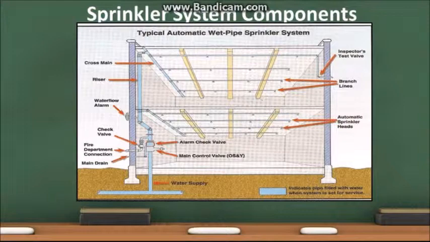The inspector's test valve is located at the most remote portion of the sprinkler system and allows a qualified inspector to conduct tests to ensure the water flow alarm activates within 45 to 90 seconds. On the inlet side, the fire department connection allows fire department to pump additional water into the sprinkler system. The check valve ensures water flows in only one direction.